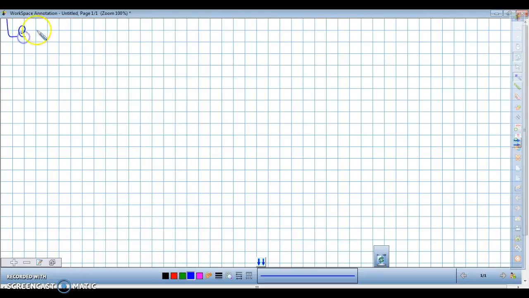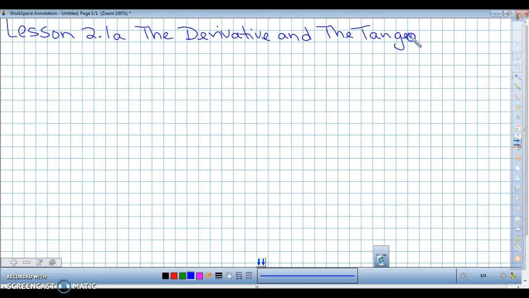Okay, this is lesson 2.1a, the derivative and the tangent line. Okay, we're going to start out with a little sketch here. That's good. Yeah, we'll just do a little first quadrant sketch.